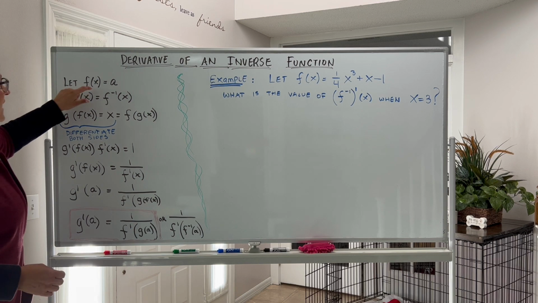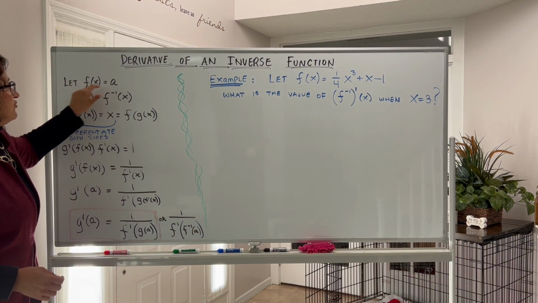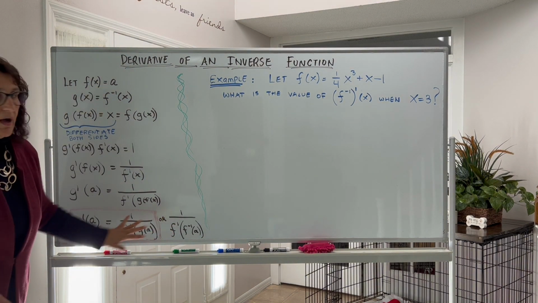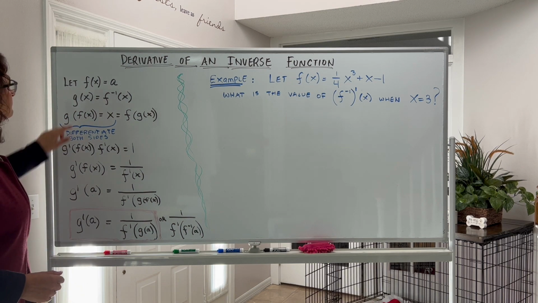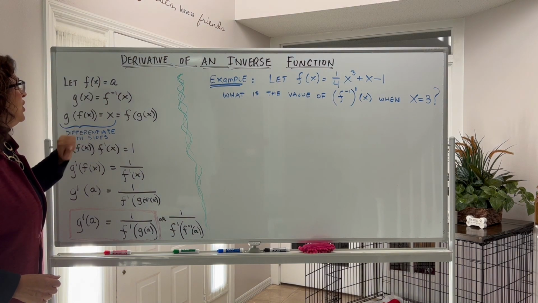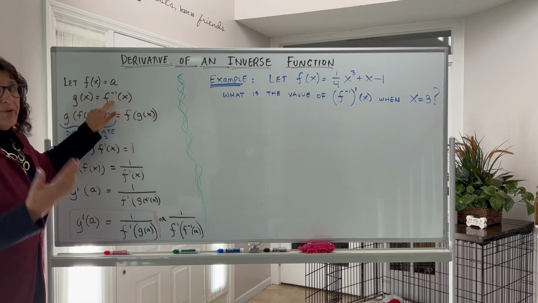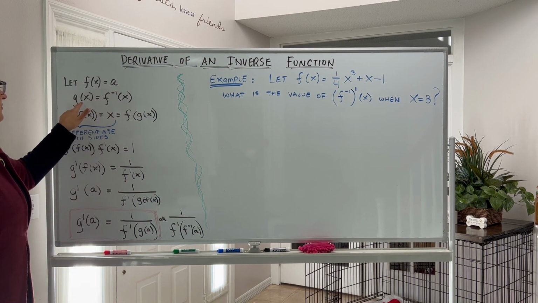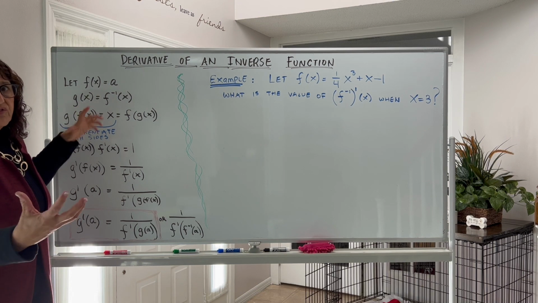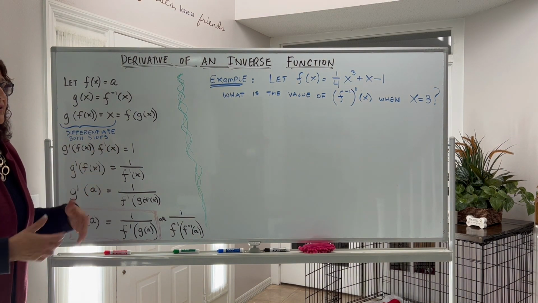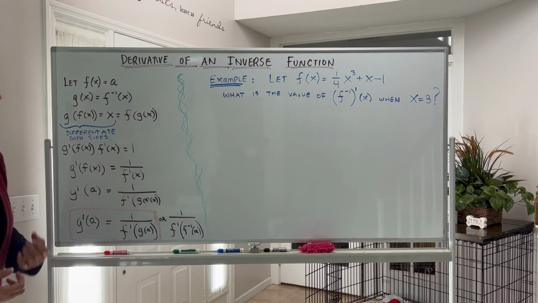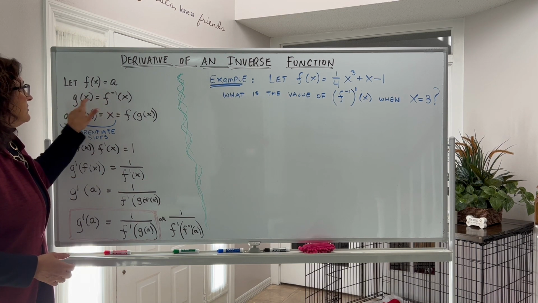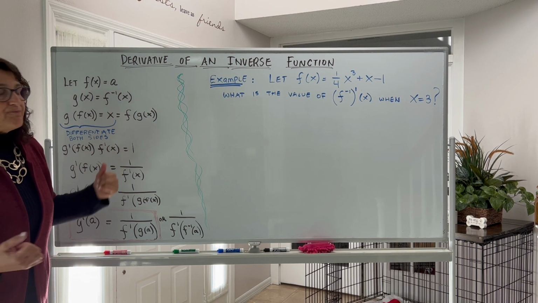So I'm letting f of x equal a. I'm just going to call it a so I can have those pieces in my answer. The inverse function is denoted f to the negative 1 of x. Sometimes it's called g of x as well. So when you're reading about it, sometimes they'll tell you in the directions, let g of x equal the inverse of the function f. Those are interchangeable, okay?